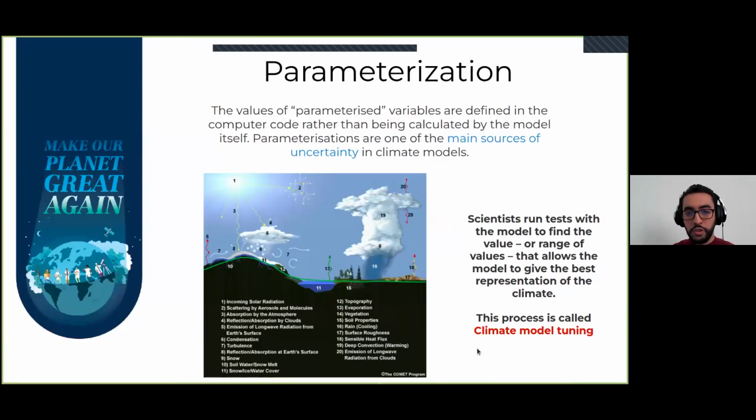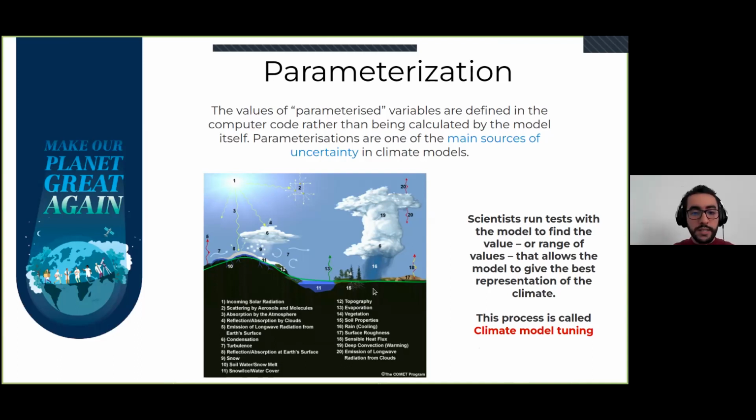So what does parametrization mean? Here it means that instead of trying to force the resolution and having a really, really fine grid, you can stay in a somewhat coarse grid, not too coarse again, and you can parameterize variables by using the computer code directly, rather than having them calculated by the model itself. Okay, so you use some kind of equations and you code them and you choose some values for these equations to replace the effect of these parameterized variables.